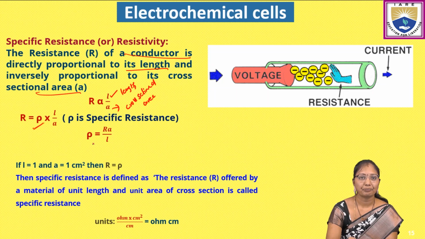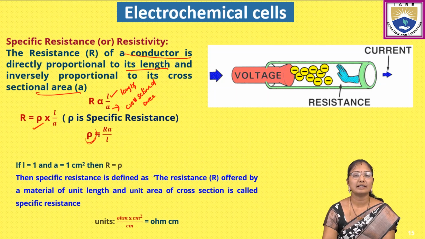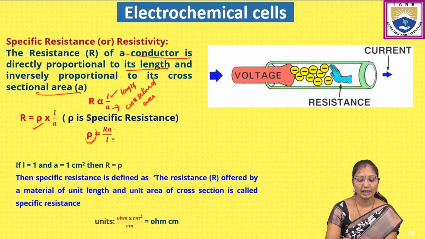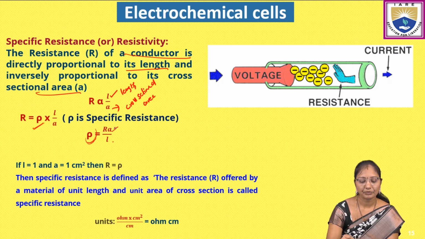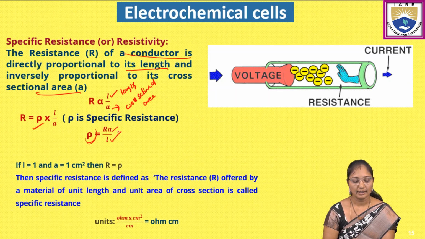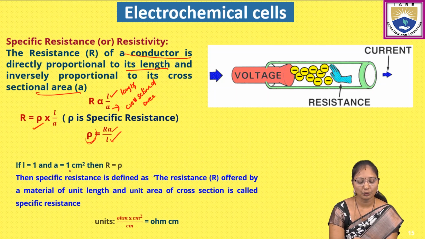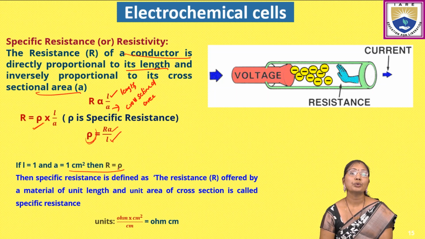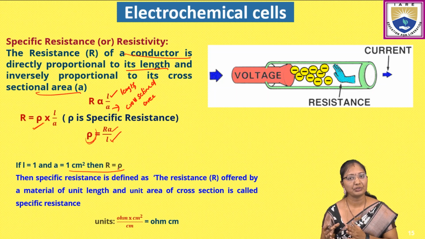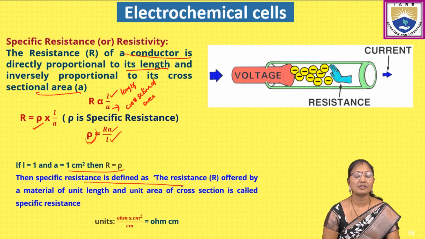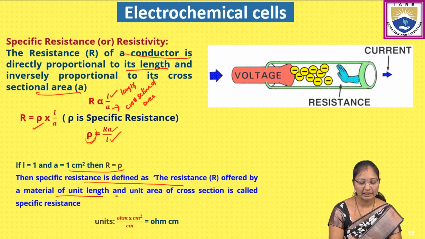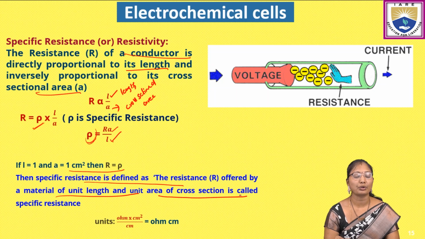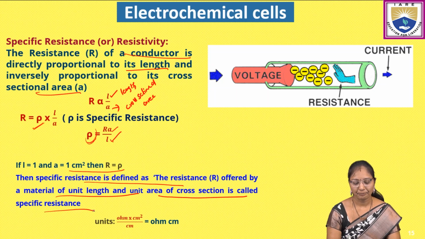Rho is equal to RA by L. Here R is the resistance, A is the cross-sectional area and L is the length. If L is equal to 1 and A is equal to 1 centimeter square, then R is equal to rho, meaning resistance is equal to the specific resistance. So specific resistance is defined as the resistance offered by a material of unit length and unit area of cross section. It is denoted in ohm centimeter.